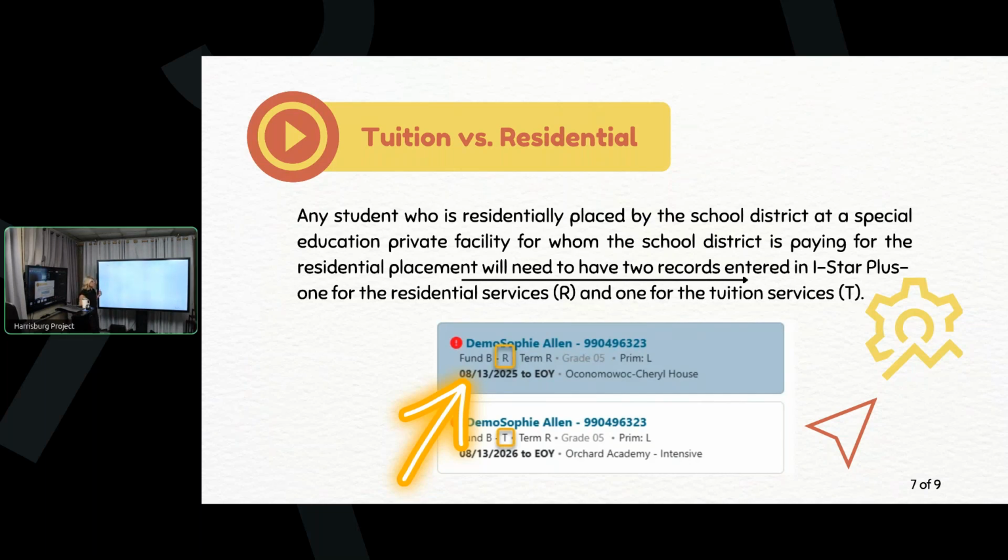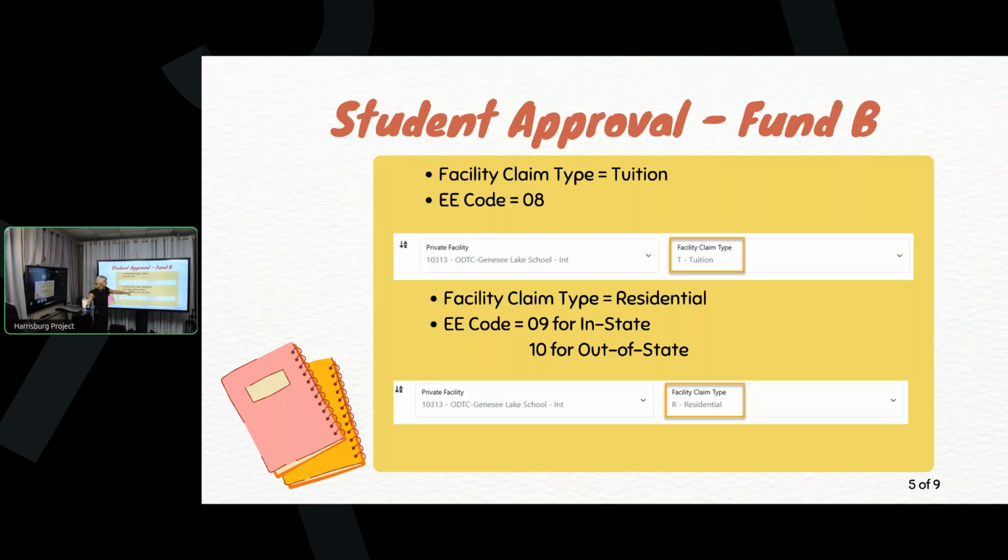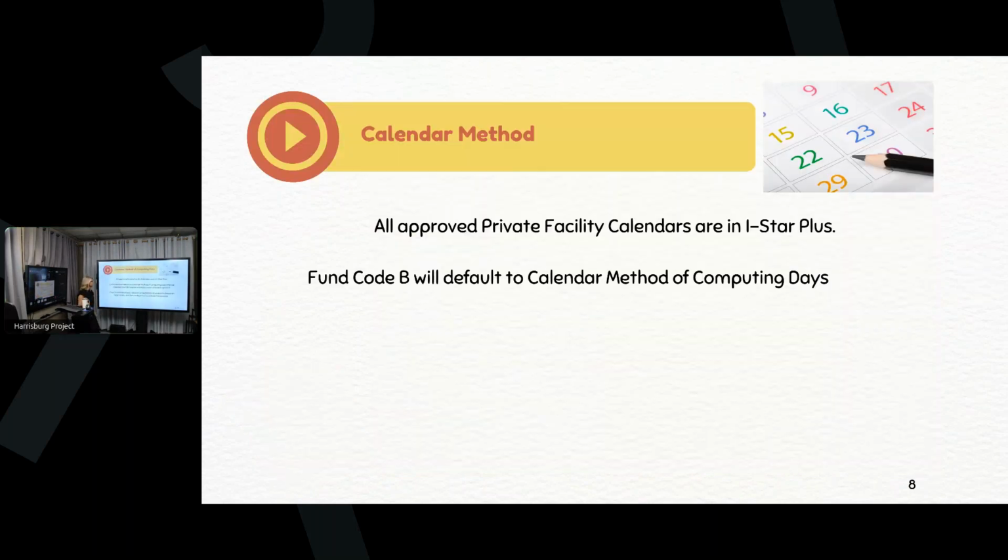Also, your EE codes will be different. If you have tuition, it's going to be an 08. If you have residential, it's going to be a 9 or 10. So again, I just want you to realize we are talking about the tuition students, not residential. Residential is going to be due in November. I think it's November 2nd this year is when residential is due.